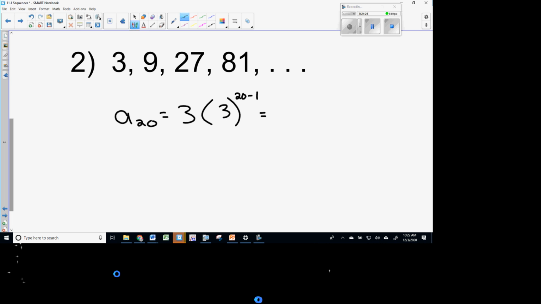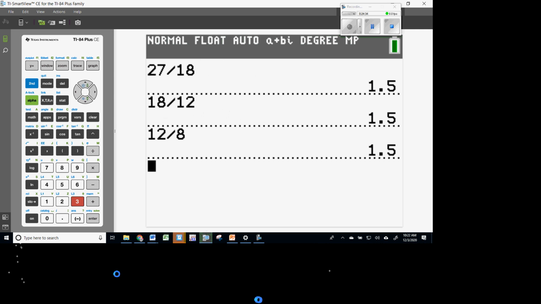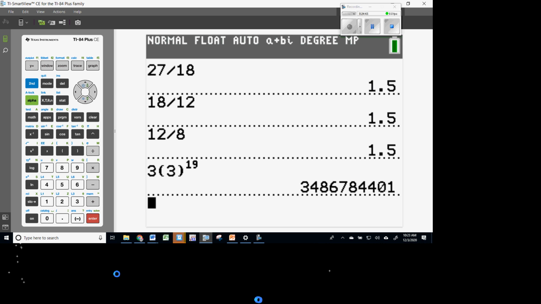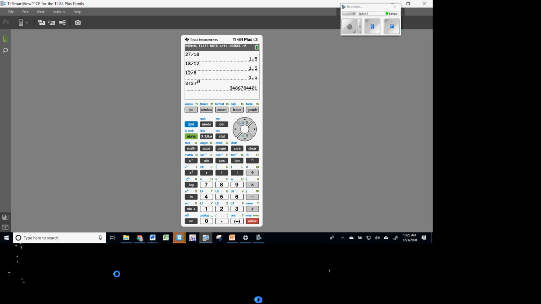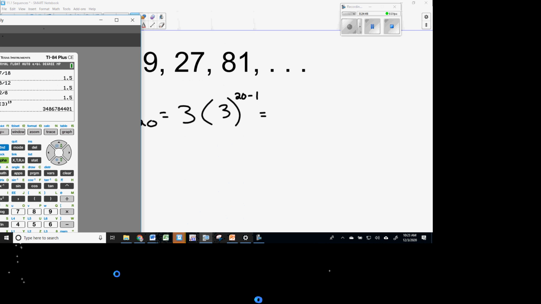Exponentials get really big, really fast. Let me put it in the calculator. This is going to be 3 to the 19. Wow. So they get really big, really fast with exponentials, just so we understand that. Scientific notation.